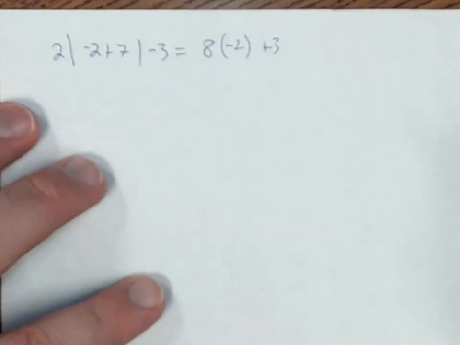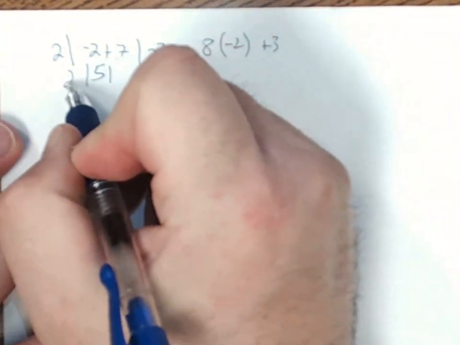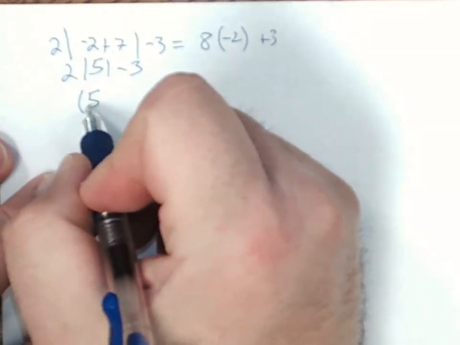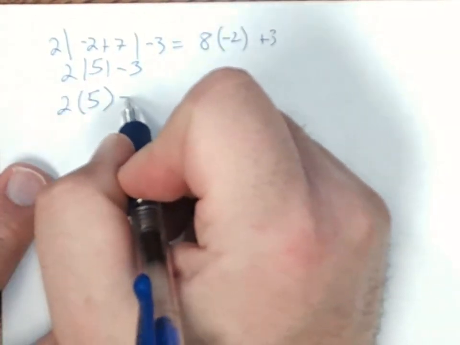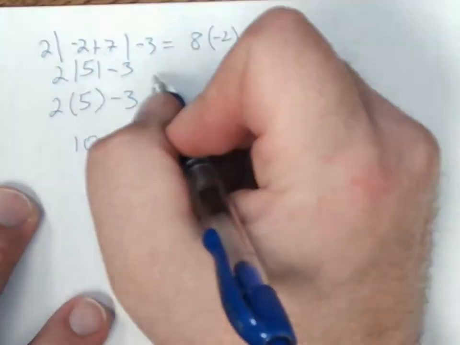Alright, so we'll just do each side separately and see what happens. Negative 2 plus 7 is 5. So I got 2 times the absolute value of 5 minus 3. And the absolute value of 5 is 5. So I end up with just 2 times 5 minus 3. 2 times 5 is 10. 10 minus 3 is 7.